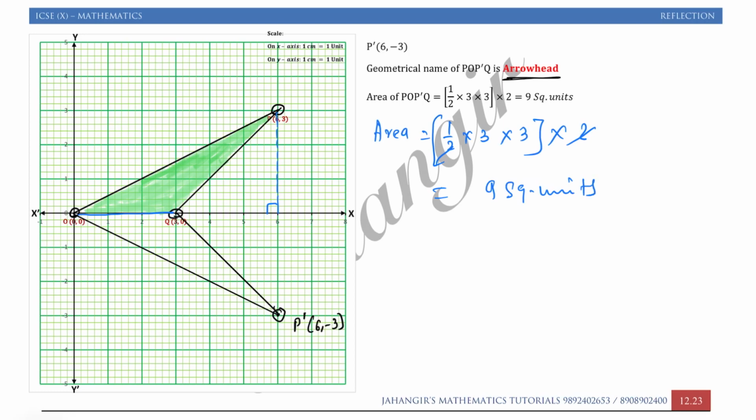Do not forget to write scale. It's very important. X-axis, x dash, y-axis, y dash. It is compulsory for all questions. Okay. And coordinates you have to always write on the graph as well as on the answer paper. Geometrical name, write it on the answer paper. Area calculations, write it on the answer paper. In exam, you cannot write behind the graph paper. You have to always write in the answer paper.